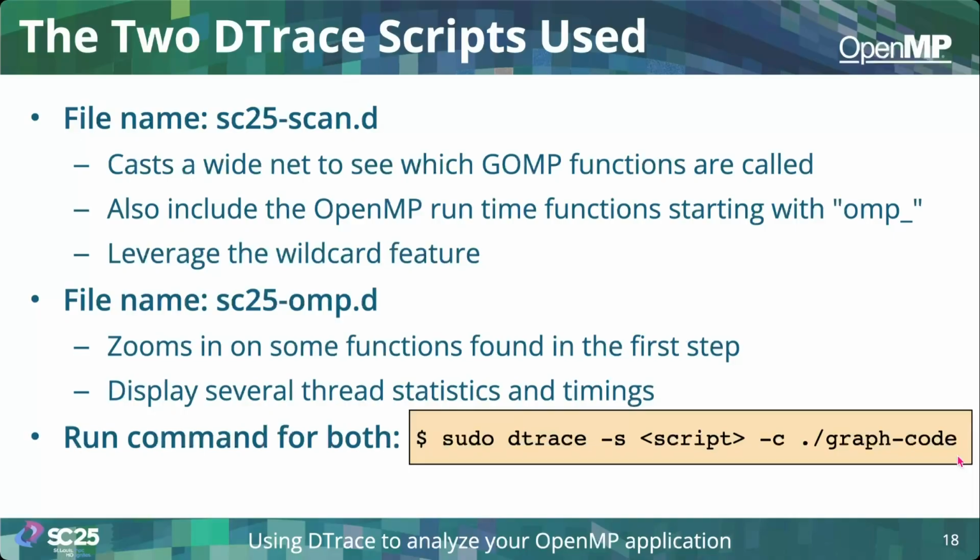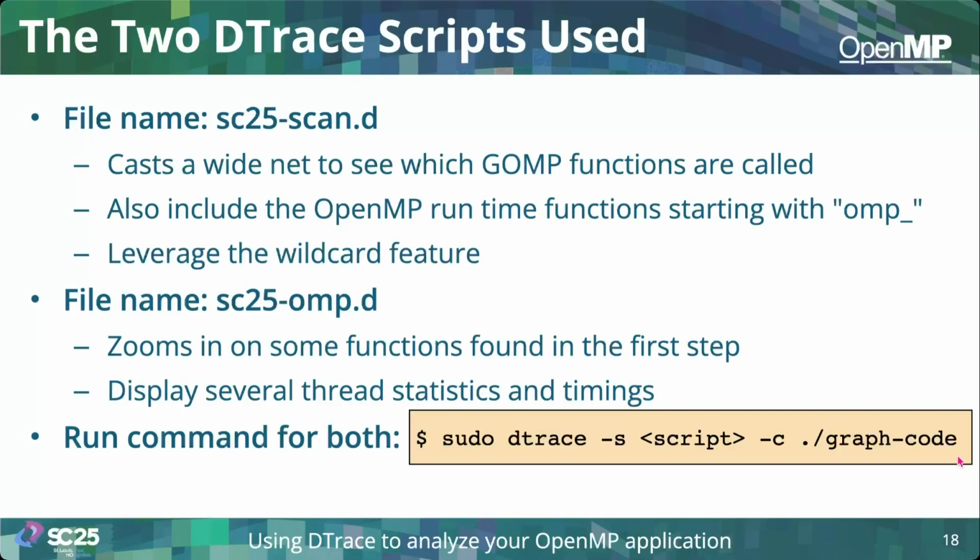The first one is called SC25-scan.d, and that's going to look at all the GOMP functions that are called and all the OpenMP runtime functions starting with OMP underscore. In that way, I see what happens at runtime with those functions, and I'm heavily leveraging the wildcard feature here. Then that gives me the information to write the script that's going to do the detailed analysis for me. That's called SC25-OMP.d.